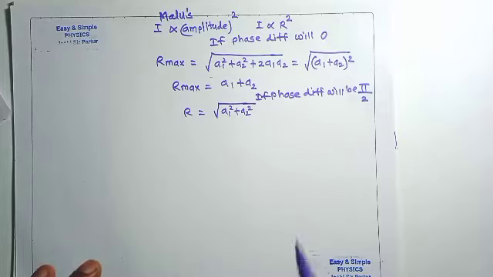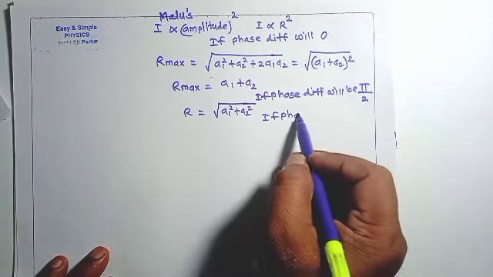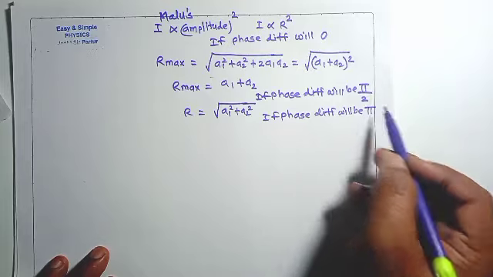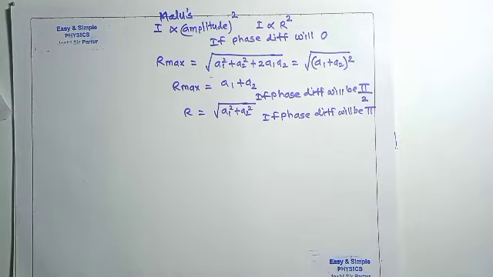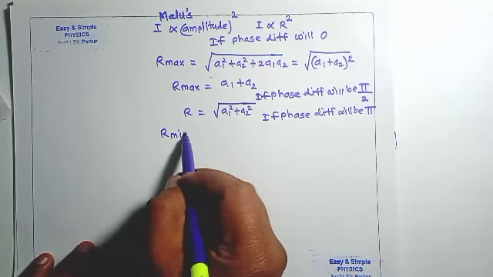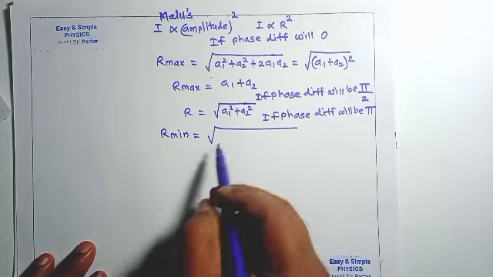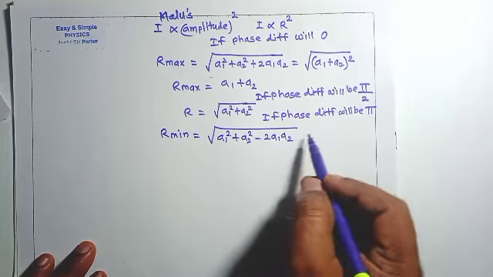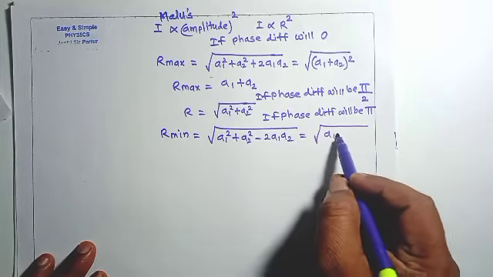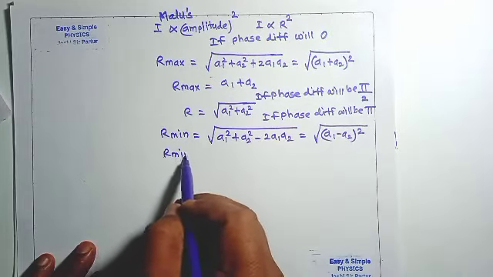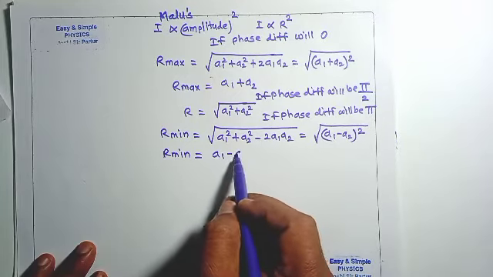But if the phase difference is pi radian or 180 degree, then cos 180 degree will be minus 1. So the resultant amplitude becomes minimum, that will be square root of a1 square plus a2 square minus 2 times a1 a2, meaning square root of a1 minus a2 bracket square. So r minimum is equal to a1 minus a2.